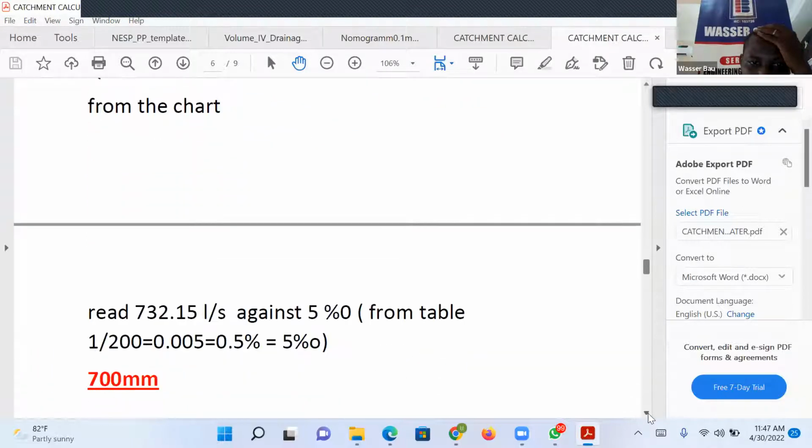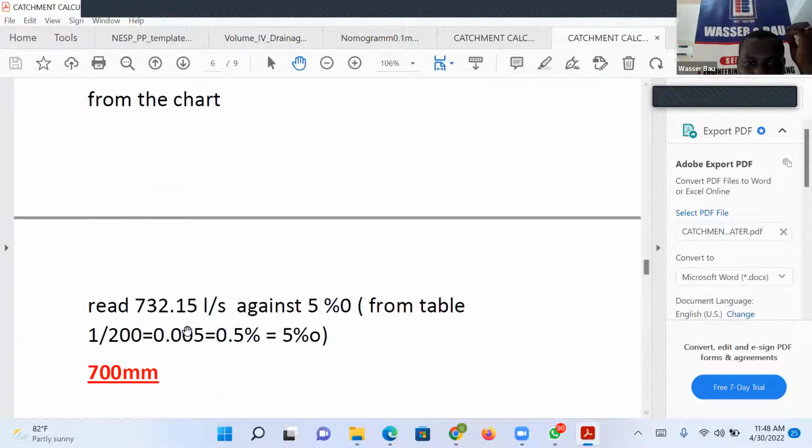So for storm now, I'll do this. From the table, it's giving me 700 mm. So you can see the big difference between sewer pipe. That's why for sewer pipe, we are using PVC. But for storm, we'll be using concrete pipe or big pipe, fat concrete pipe most of the time. Concrete pipe. So 700 mm pipe is what we need.